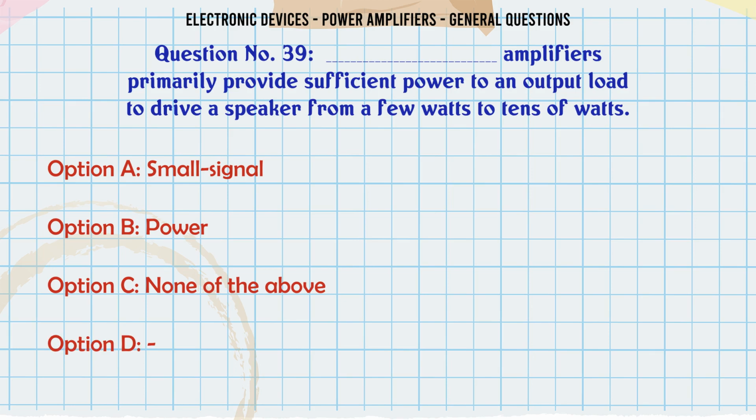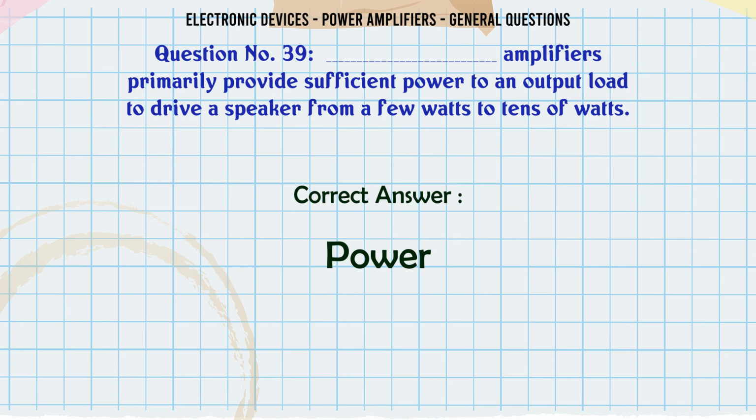Amplifiers primarily provide sufficient power to an output load to drive a speaker from a few watts to tens of watts. A: small signal, B: power, C: none of the above. The correct answer is power.